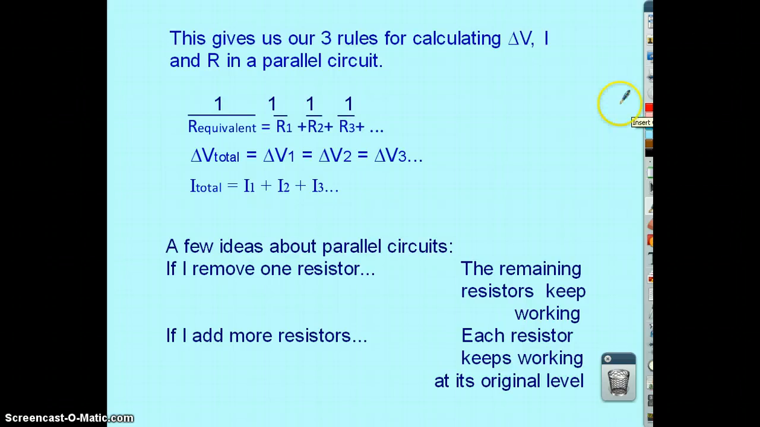Let's recap our rules. Equivalent resistance, you add up the reciprocals of each resistance. Voltage is equal across the paths, and current is added up across the paths. A couple ideas about parallel circuits. If I remove one resistor, the remaining resistors keep working. If I add more resistors, each resistor keeps working at its original level. So that's kind of neat if you're thinking about electrical wiring. By adding more resistors in a parallel, you're not decreasing the overall power to everything. That's kind of neat.